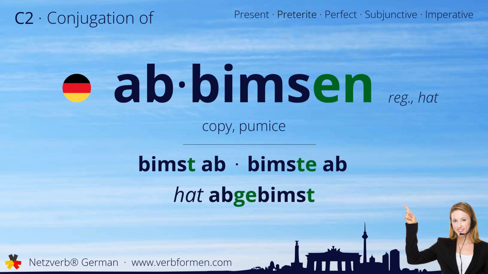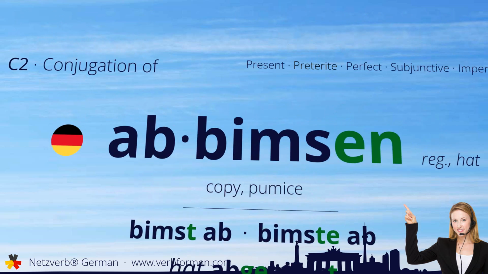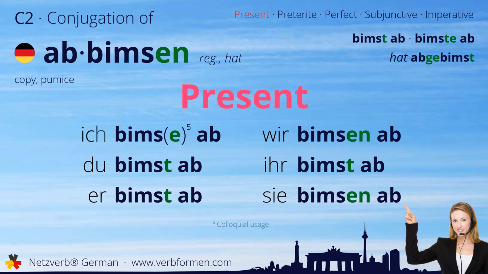Now let's move on to the tenses. First, we'll take a look at the present tense. Ich bimse ab. Du bimst ab. Er bimst ab. Wir bimsen ab. Ihr bimst ab. Sie bimsen ab.